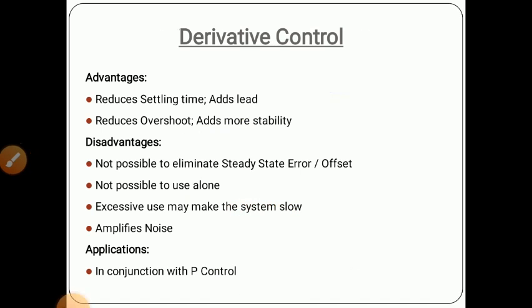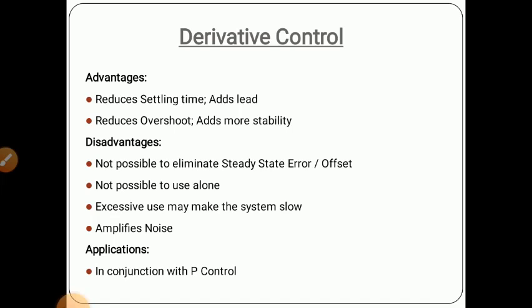So, advantages of derivative control action. What are the advantages? It reduces settling time. It also adds lead. So settling time gets reduced with the help of this derivative control. It reduces overshoots and adds more stability. So overshoot is reduced with the help of the derivative controller. And there are some disadvantages also. It is not possible to eliminate steady state error or offset. So offset cannot be reduced with the help of this derivative control.